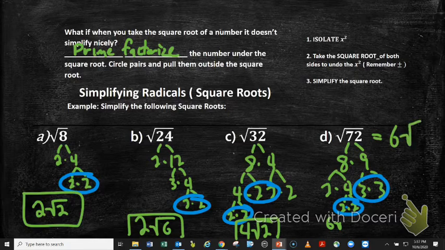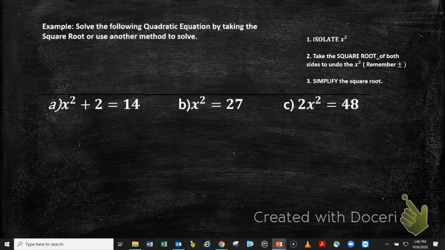6 square roots of 2. So we're going to need to simplify our square roots anytime it doesn't simplify like before, like a perfect square. So we're going to see some examples like that right here.